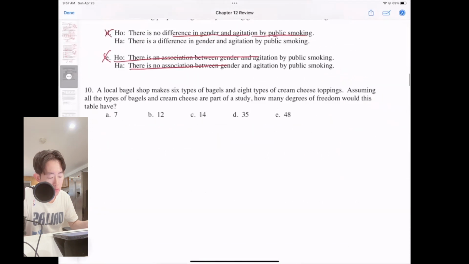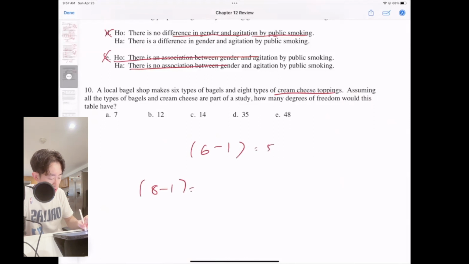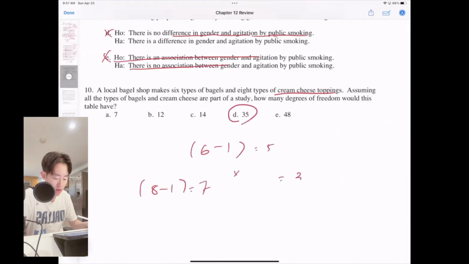Number 10, a local bagel shop makes 6 types of bagels and 8 types of cream cheese topping. So I can already tell where this is going. Degrees of freedom, it's always minus 1 from row and column. That's 5. That's 7. Multiply them, that's 35.